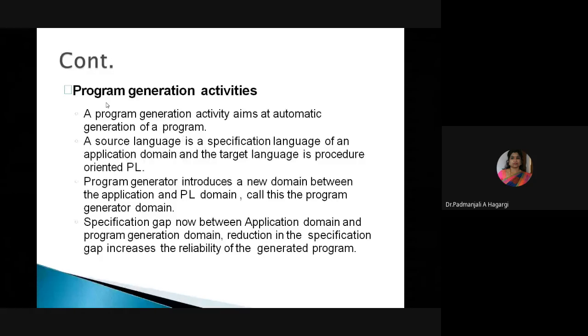Program generation activities aim at automatic generation of a program. So the source language is a specification language of an application domain, and the target language is a procedure-oriented language. What are the main agendas of program generation activities? Anyhow, a program has to go for execution, so before that, we need to see what the program has to be and how it has to be.